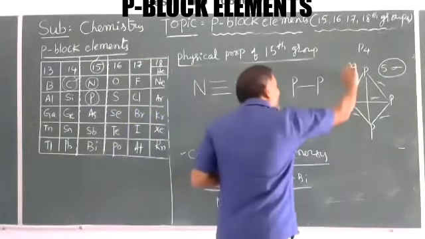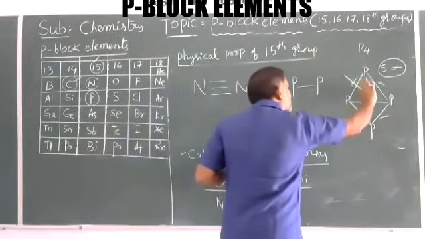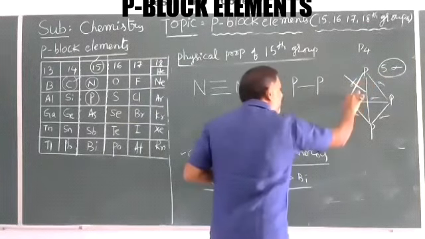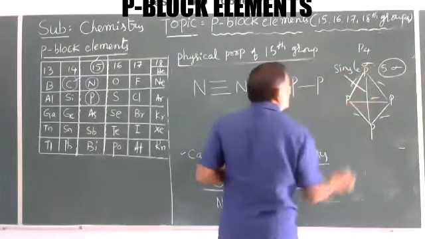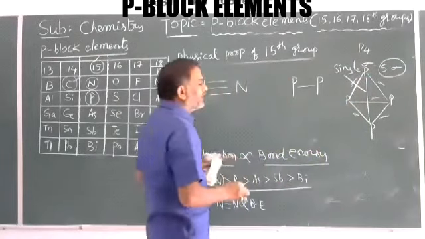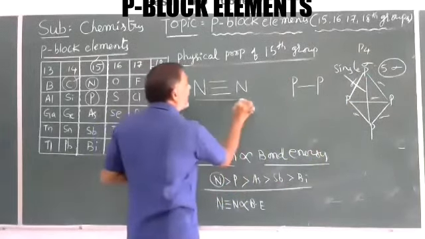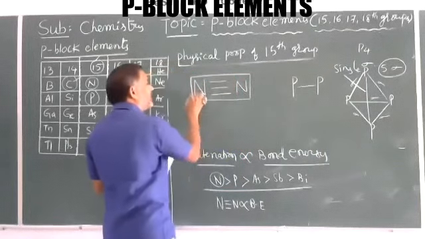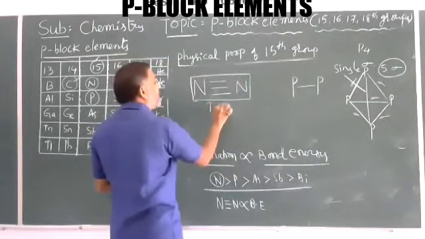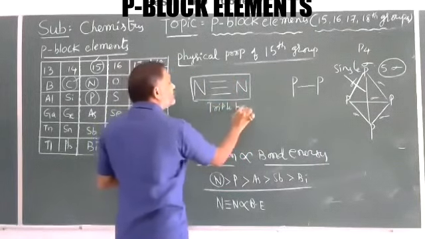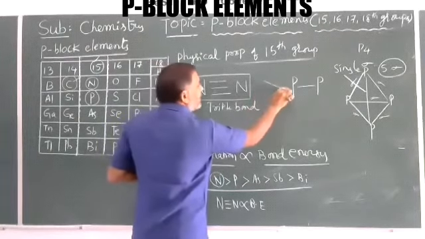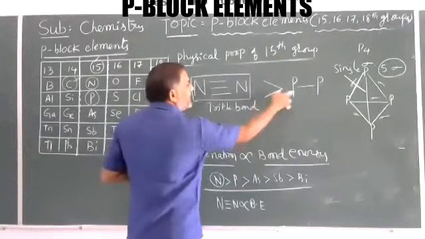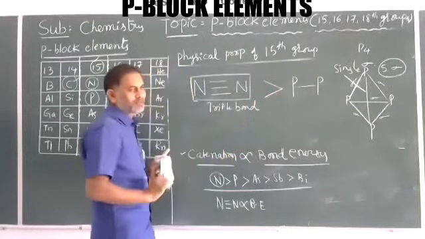To break a bond between phosphorus and phosphorus, where single bonds are there, here a single covalent, single sigma bond is present. Whereas in the case of nitrogen and nitrogen, there exists a triple bond. Due to the presence of this triple bond, the bond dissociation energy is more compared to phosphorus and phosphorus.